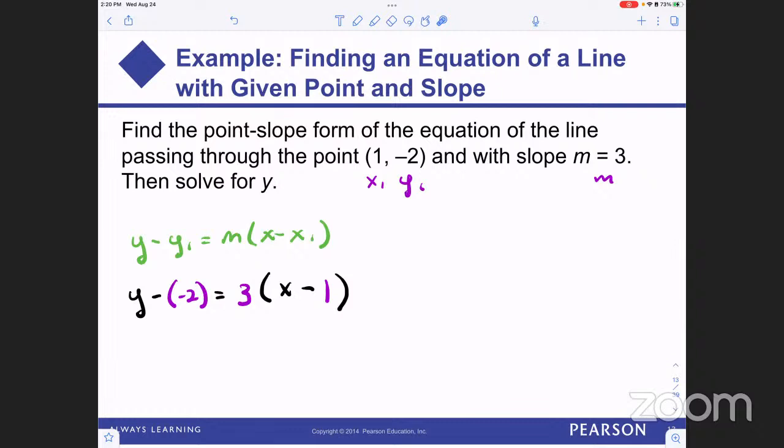Then it asks us to solve for y. Anybody want to just give me an overview? What are the steps that we need to do if we're going to solve for y from here? What are some things that you notice? Or what would you do? What would Jesus do? Jesus would probably wave his hand.